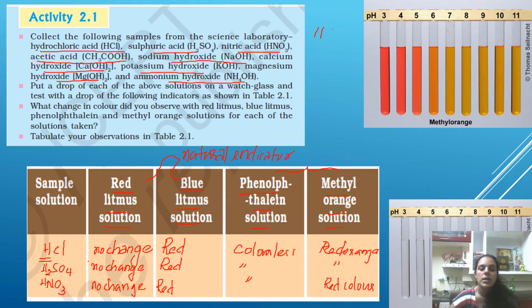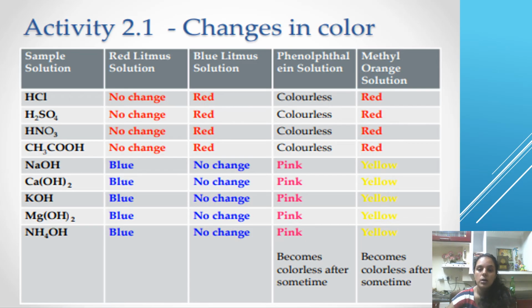Let's see what the other samples are. Now the sample solution is acetic acid. Red litmus solution, there is no change since it's an acid, and blue litmus solution changes its color to red. Phenolphthalein solution is colorless again, and methyl orange solution is red color.